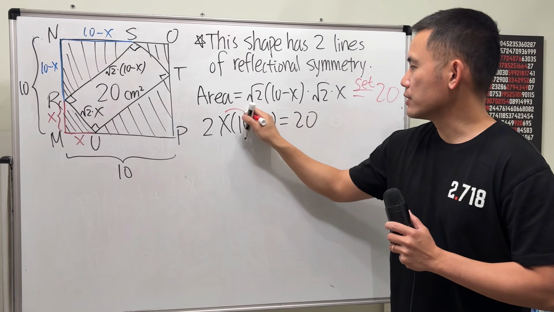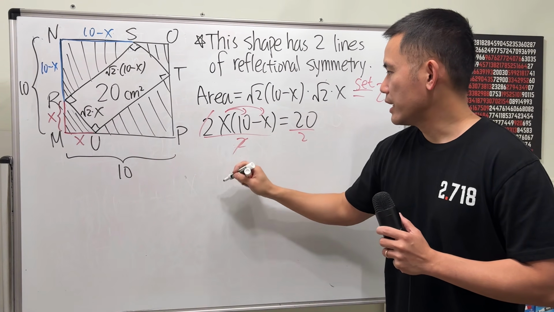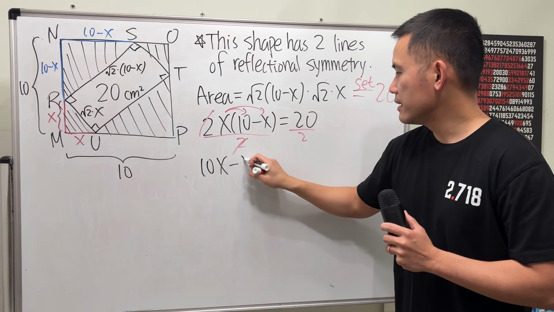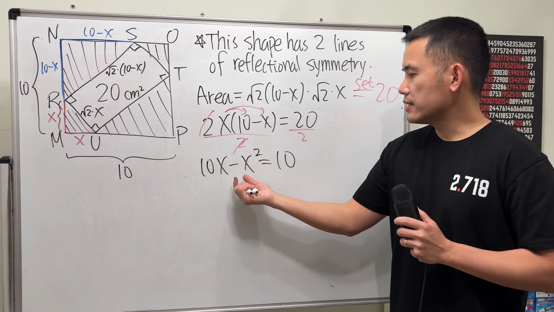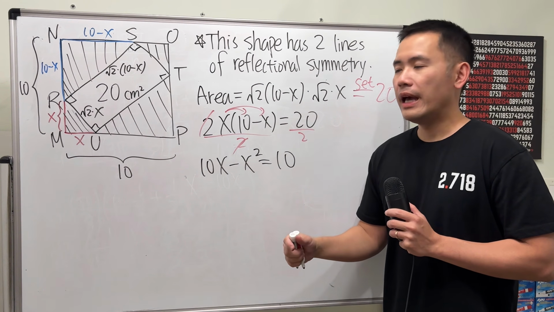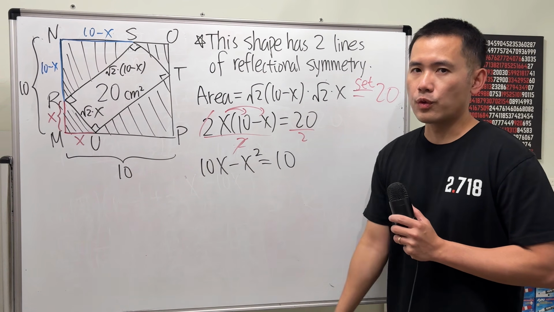Then we will also distribute this, divided by 2, like this. So we get 10x minus x squared equals 10. And if you bring this to the other side, it's not factorable. And because we know the coefficient of x is even, we will complete the square.